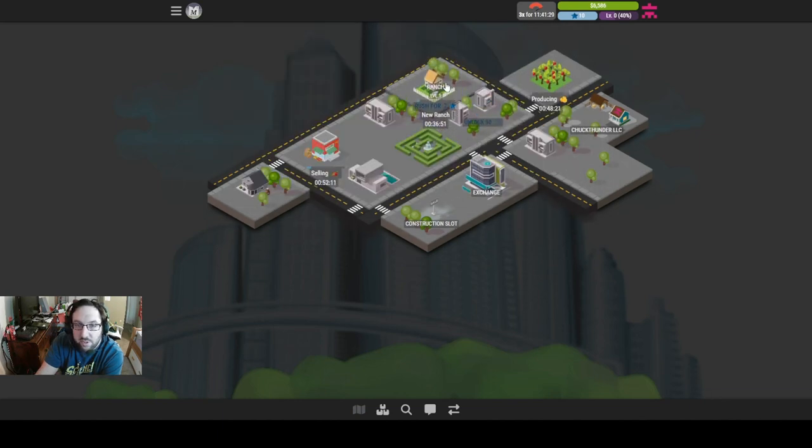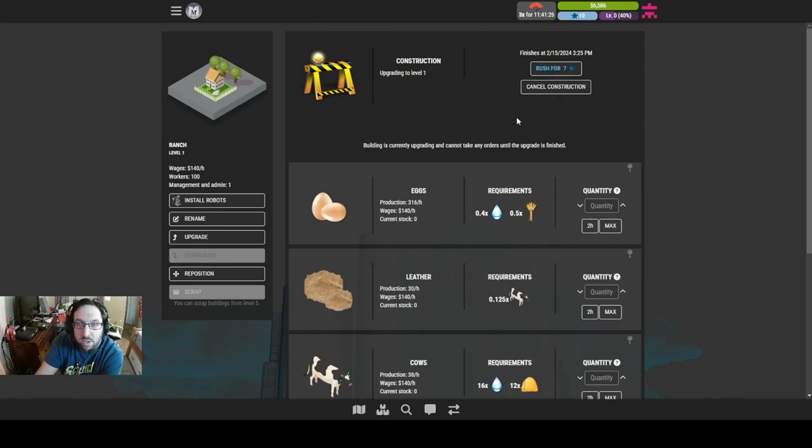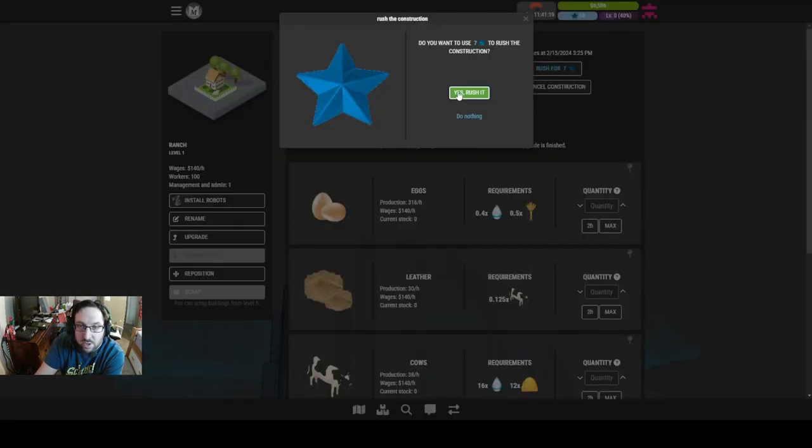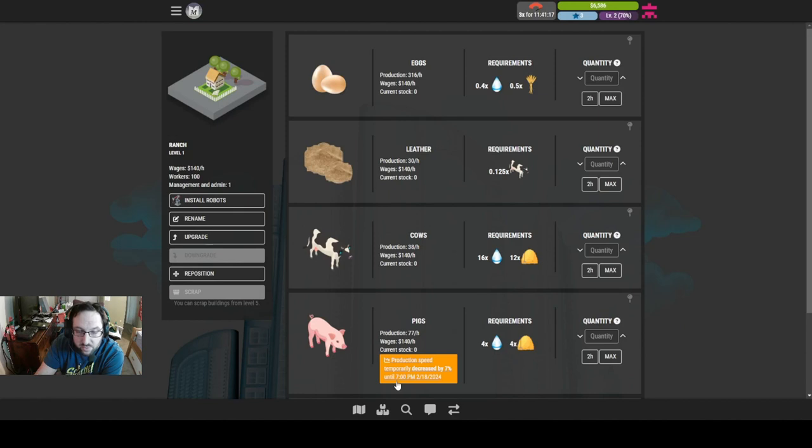We have 3 buildings. Okay, construction. We can rush this for 7 stars. Okay, I see how that's important. Yeah, let's go ahead and rush it. Why not? We don't know how long we're going to be playing this game for. Okay, pigs are decreased.